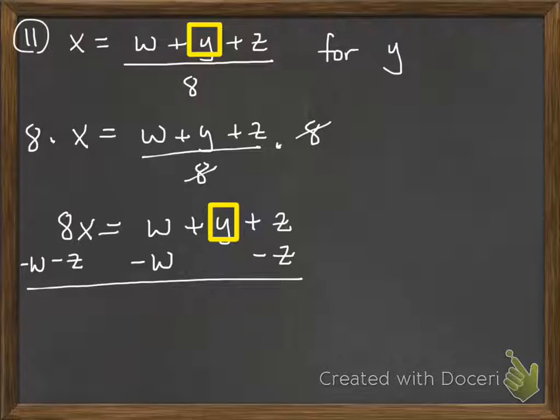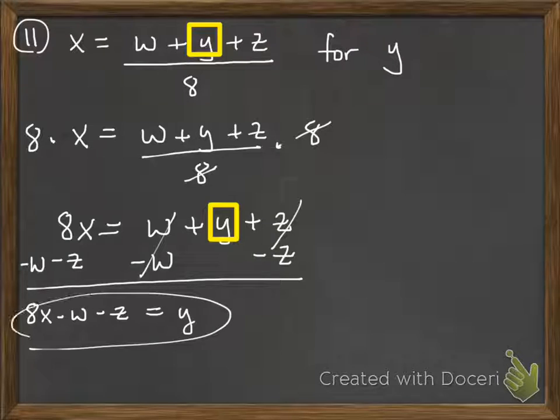8x, w, and z are not like terms, so I cannot combine those. So I'm just going to have to write 8x minus w minus z is equal to, and on the right-hand side, w minus w will cancel, z minus z will cancel, and I've actually solved for y. So y is going to be equal to 8x minus w minus z.